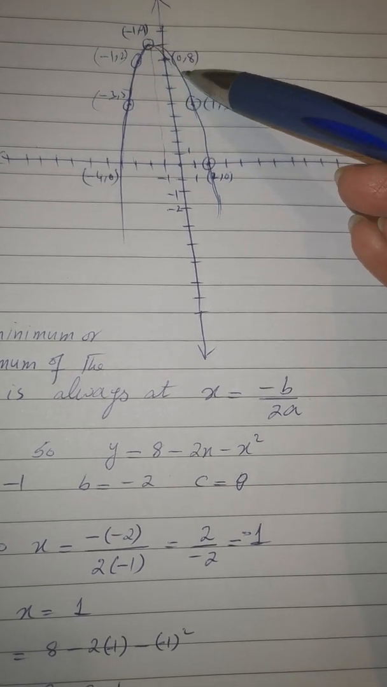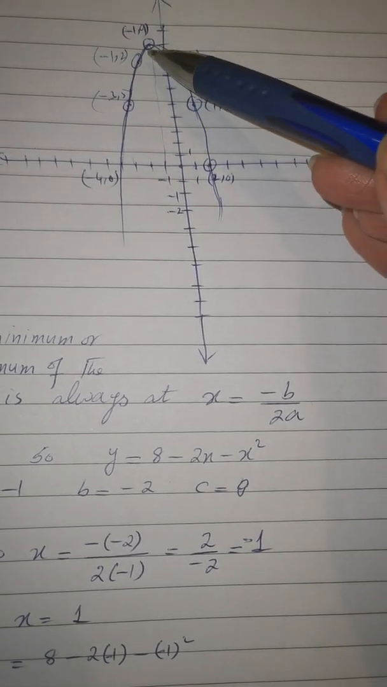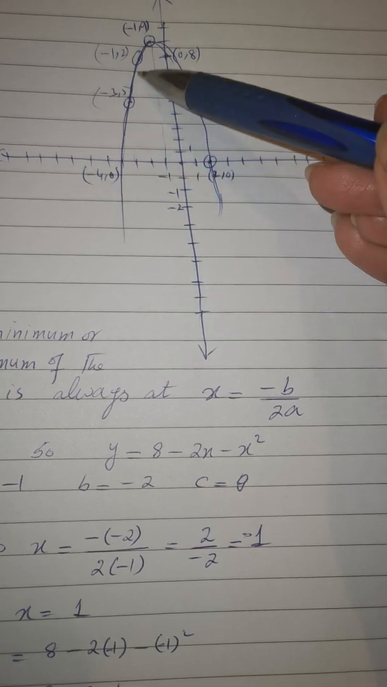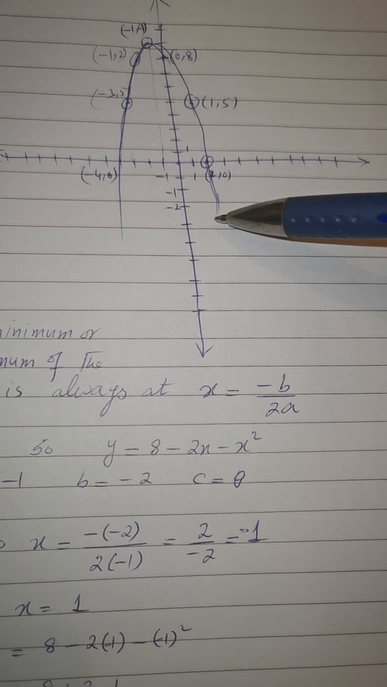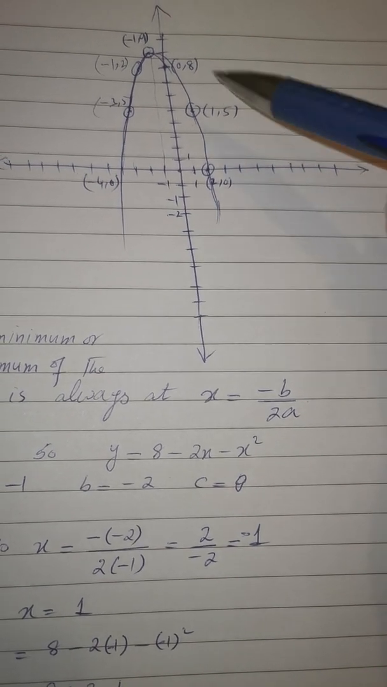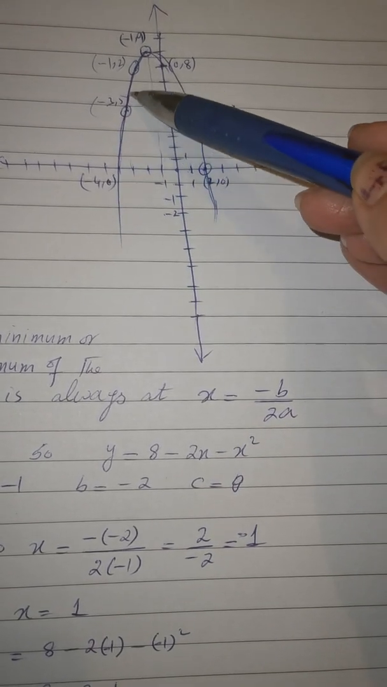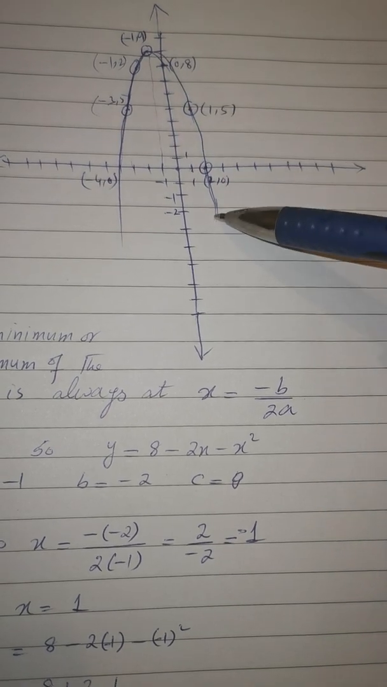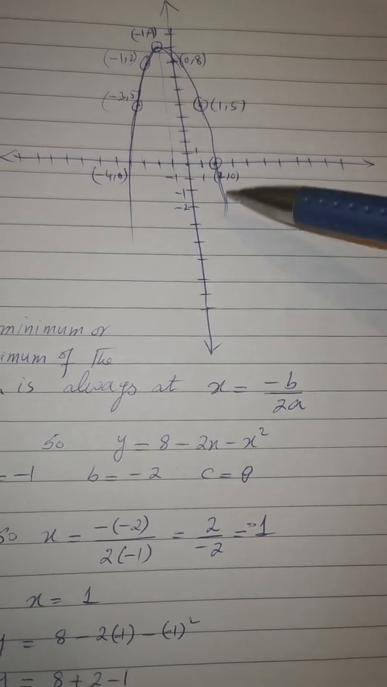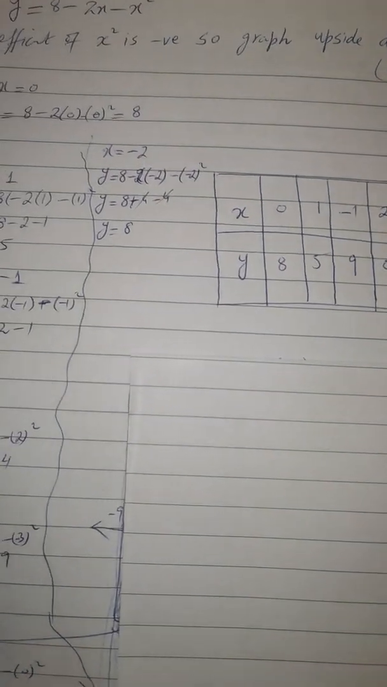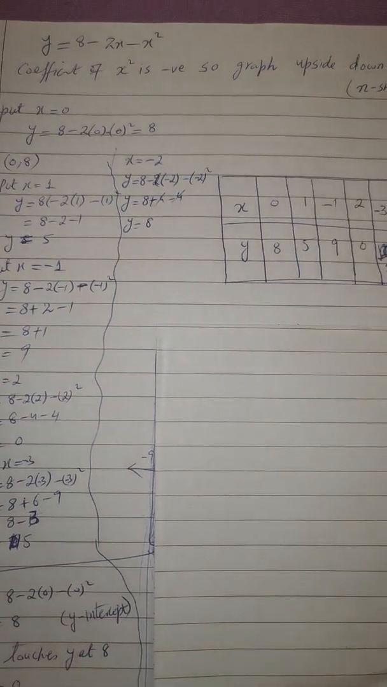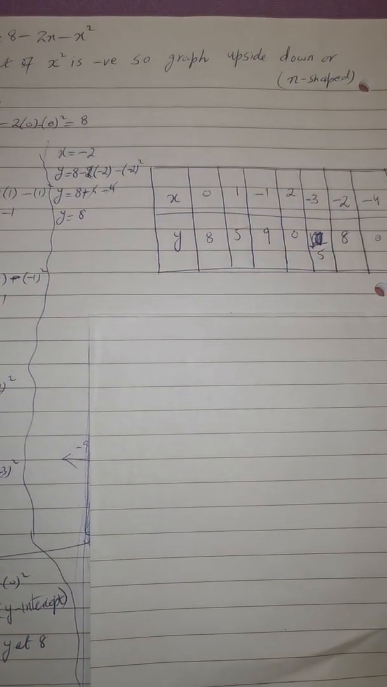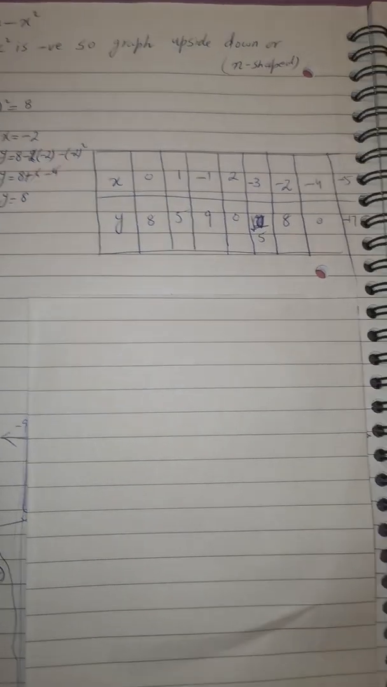and join these points freehand, you will see that the curve is like an n, or it's going upside down, right? So whenever the curve is n-shaped, always remember this will be n-shaped when the coefficient of x square is negative. Have you seen? So when the x square coefficient is negative, the graph will be upside down or n-shaped.